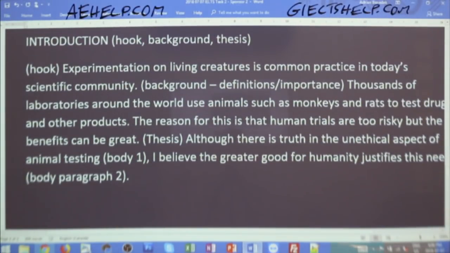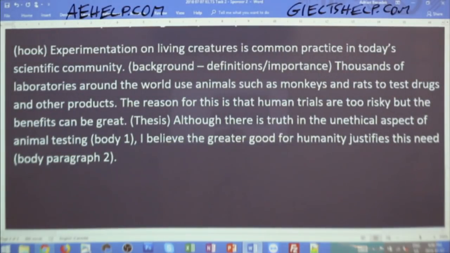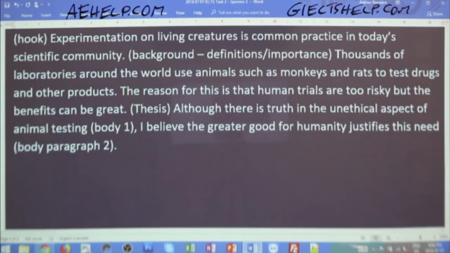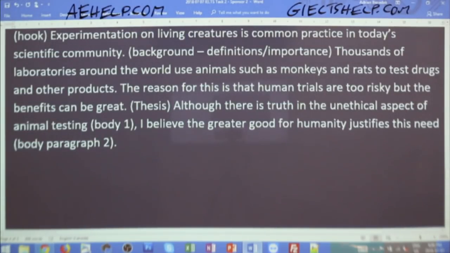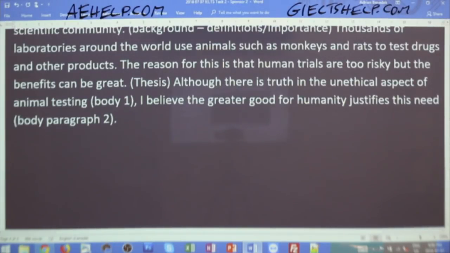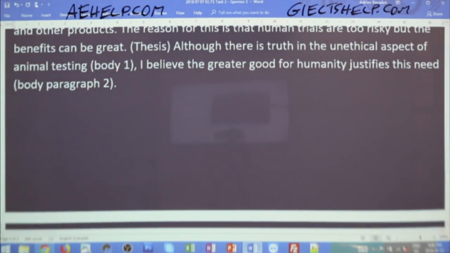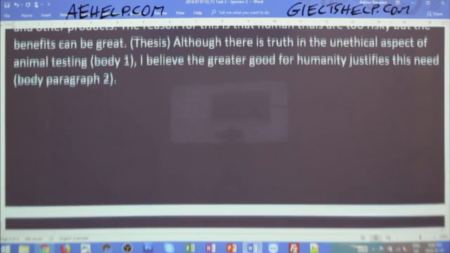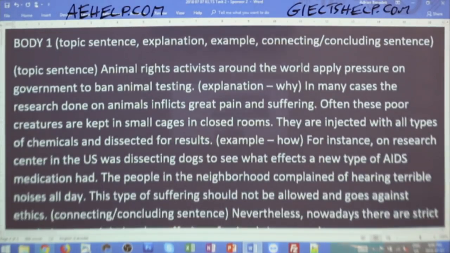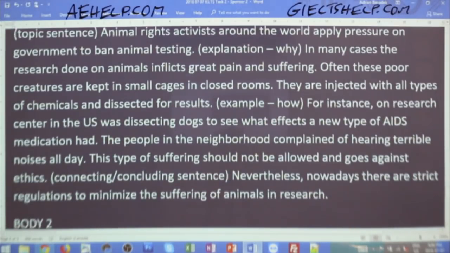So here's the introduction. Experimentation on living creatures is common practice in today's scientific community. Thousands of laboratories around the world use animals such as monkeys and rats to test drugs and other products. The reason for this is that human trials are too risky, but the benefits can be great. Although there is truth in the unethical aspect of animal testing, I believe the greater good for humanity justifies this need.